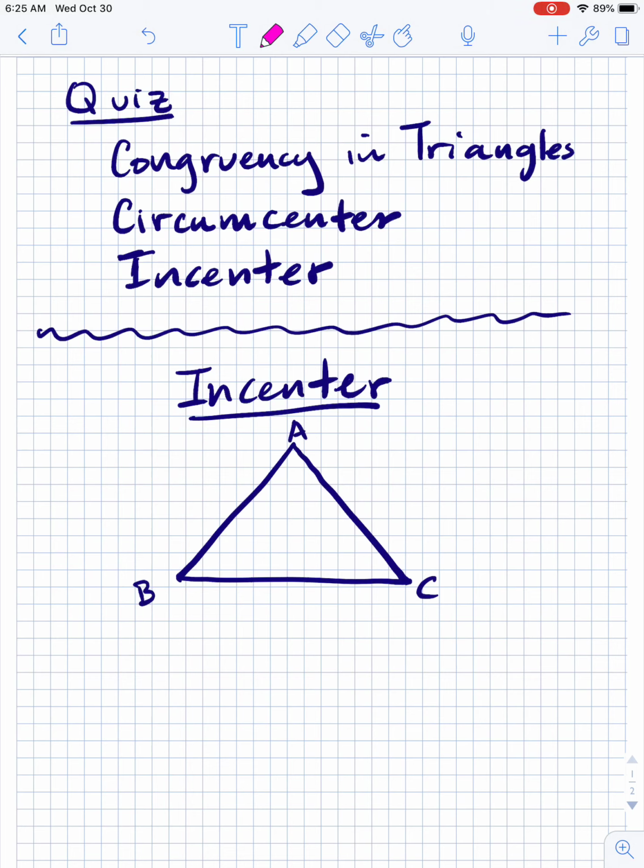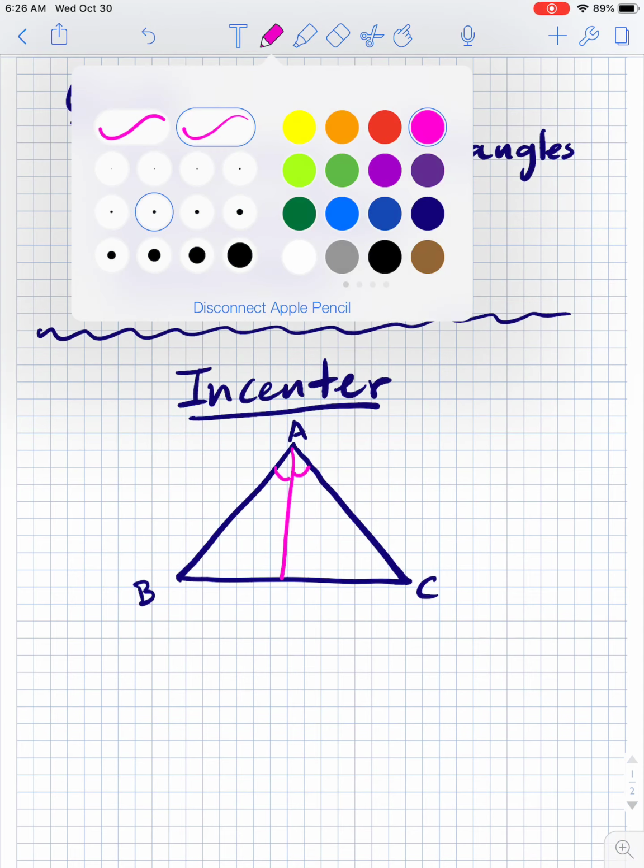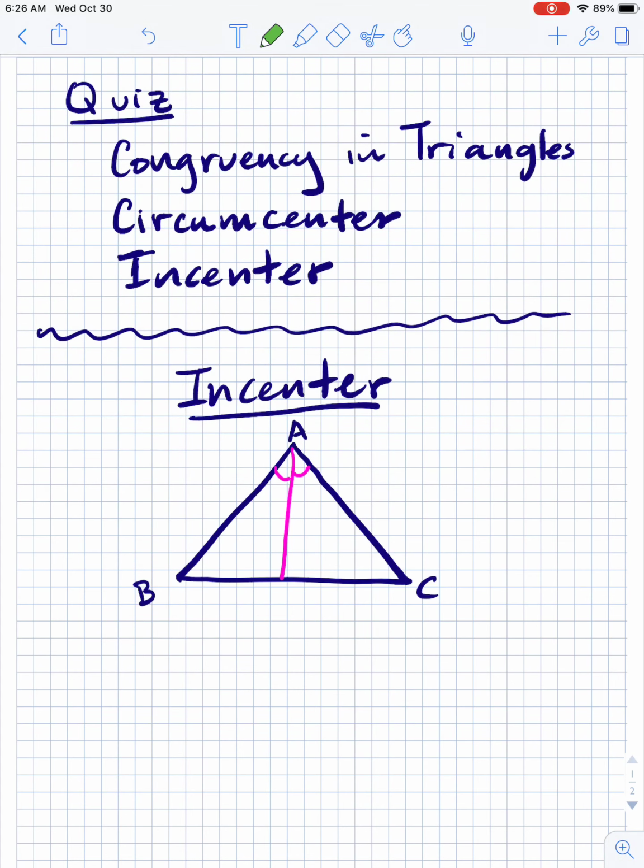When I have an angle bisector, that means that an angle, let's say angle A, is getting bisected. So that means that I am drawing a line that goes straight through the middle of the angle, which means that this angle is congruent to that angle. When I do the same thing to the other angles, there's going to be a point where they all come together. So this angle will be congruent to that angle.